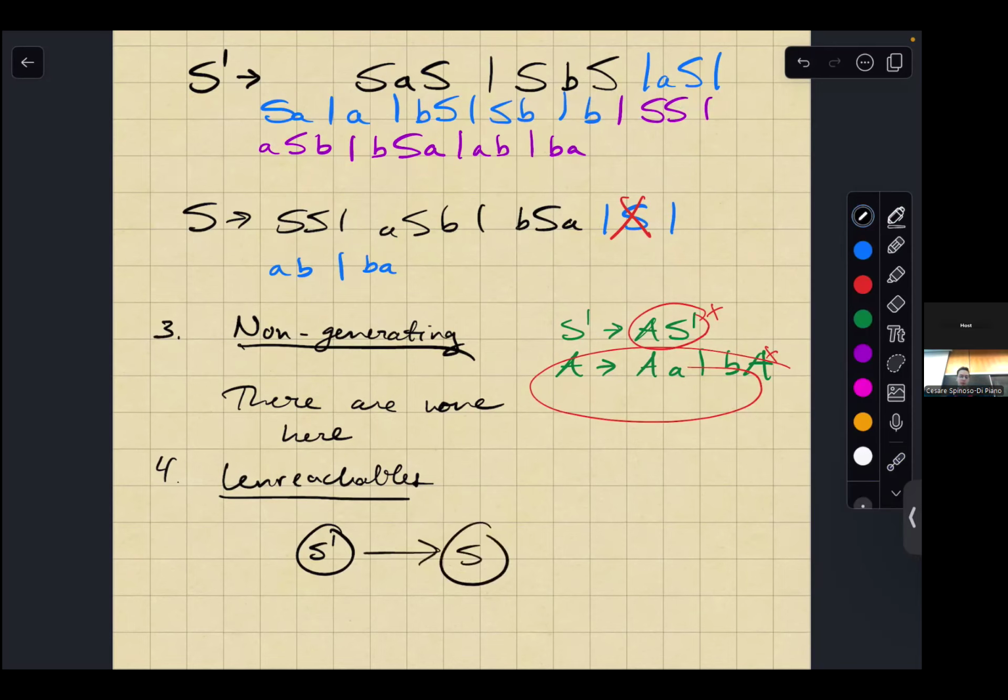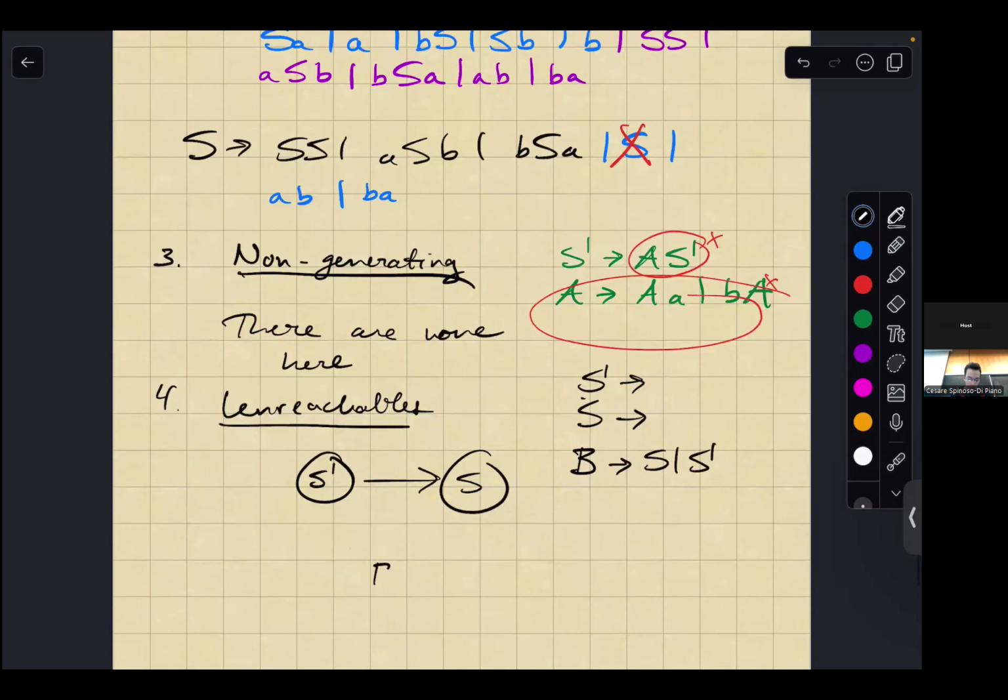But an example of something that would be unreachable might be something like, I have S prime, S, all these rules, and then I have the variable B gives me S or S prime. Then B can reach S prime and S, but it can't be reached by either S prime directly or through S. So in that case, I would remove it from the grammar. Okay. Does this make sense?